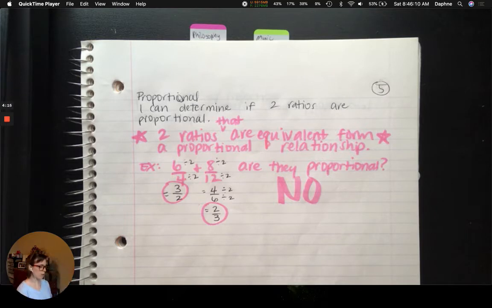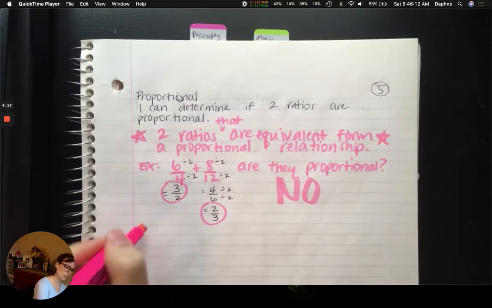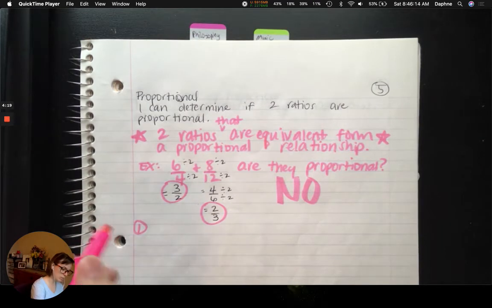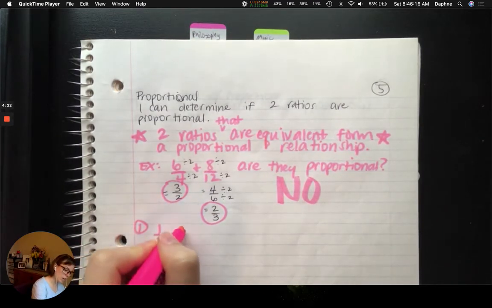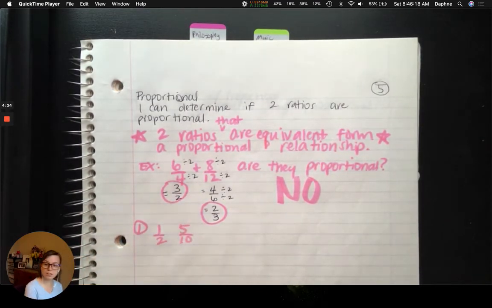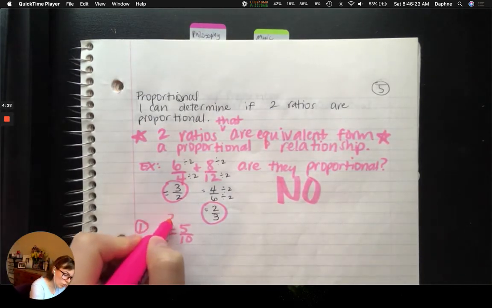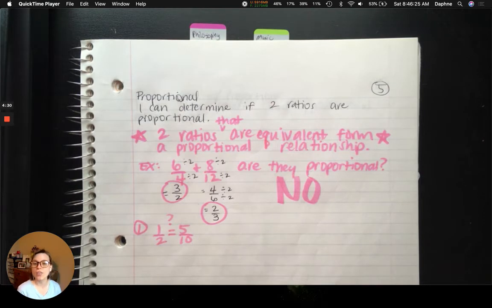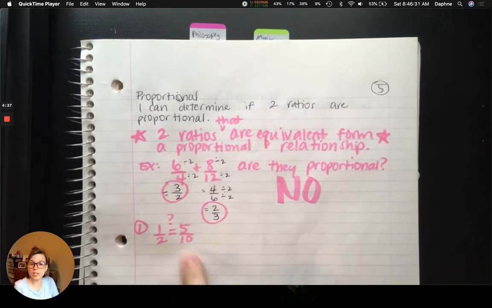So we're going to do a bunch of examples, okay? And this is where simplifying fractions comes in. Is 1/2 the same as 5/10? Are they equal? I don't know. So I'm going to put a question mark above the equal sign. That tells me as a reader that I don't know that they're equal, okay? So I want you to simplify, are these equal? Pause the video.